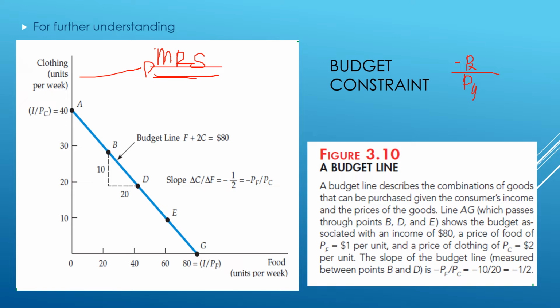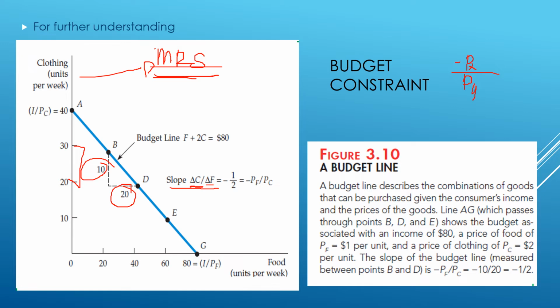Okay, so looking at this one, how do we determine the budget constraint slope? Is it just this one, or simply you're going to use this. The slope is the net change in the clothing divided by the change in the food. From point B to point D, what is the change? That is 30 minus 20, which is 10. And the change in F, from 20 to 40, is plus 20. So this would be the change.